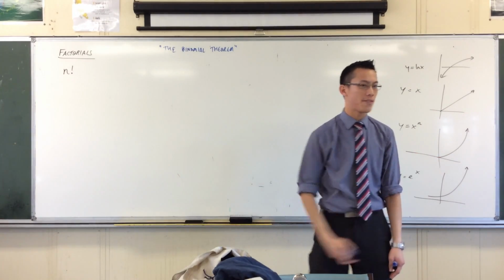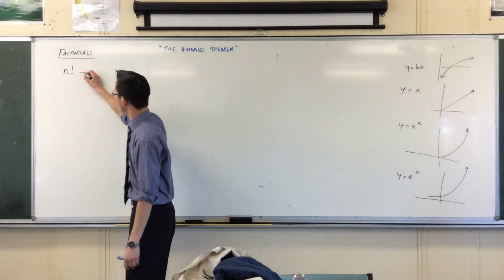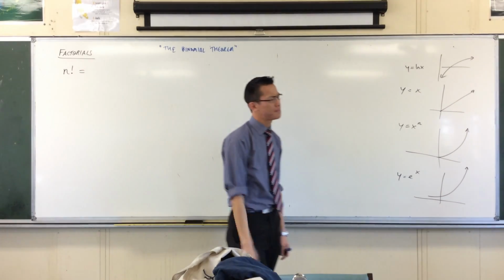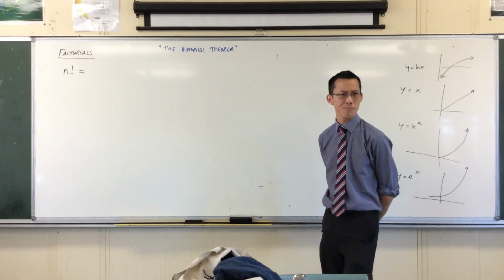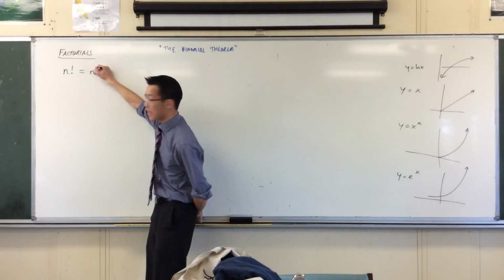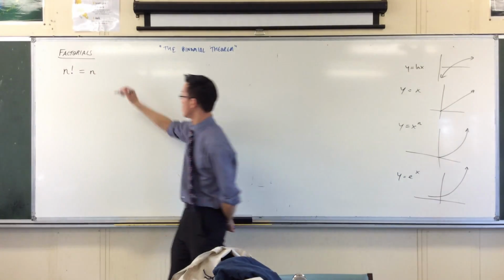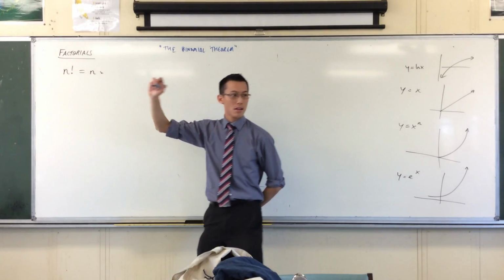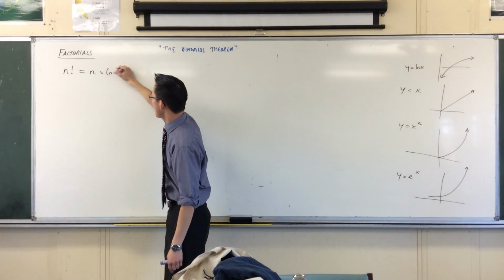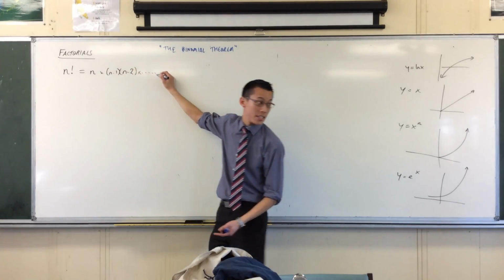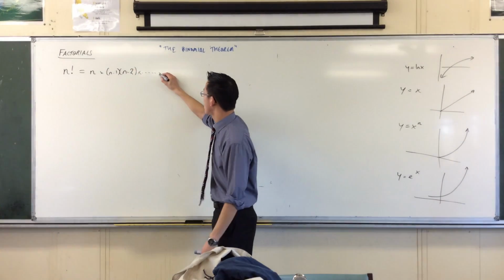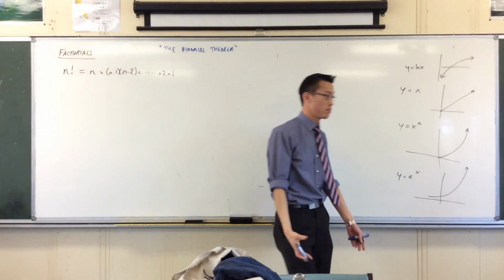Now, if you had to give a definition of the factorial function, what's on the other side of the equal sign? Well, you're going to say, you start with n, and then you multiply by something, don't you? You multiply by the previous number. And then you multiply by the number before that, and you keep on multiplying until you get down to 1, and then you stop, okay?